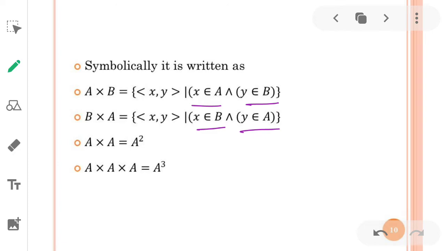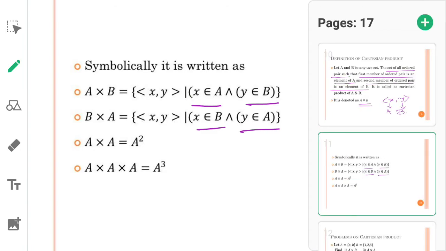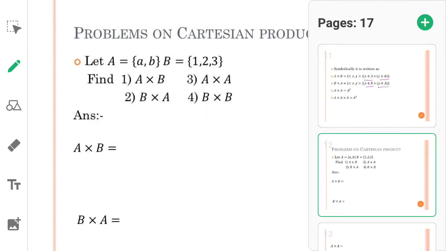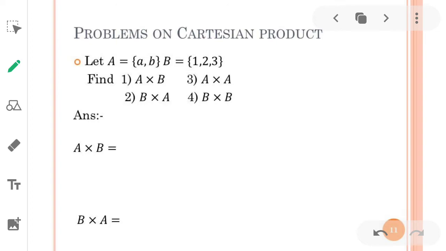Whenever there is a problem like calculate A square, then we have to calculate A cross A. Whenever there is a problem like calculate A cube, we have to solve A cross A cross A. So here, by using the above concept, we will solve some problems on Cartesian product. First of all, we have to solve A cross B.